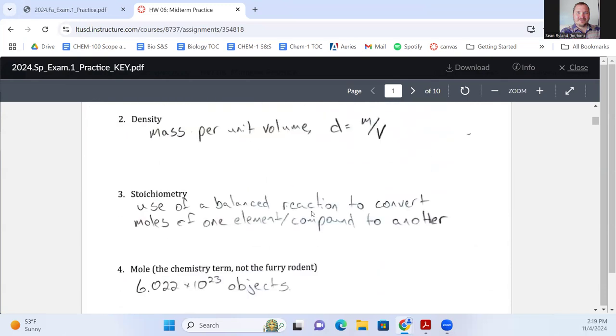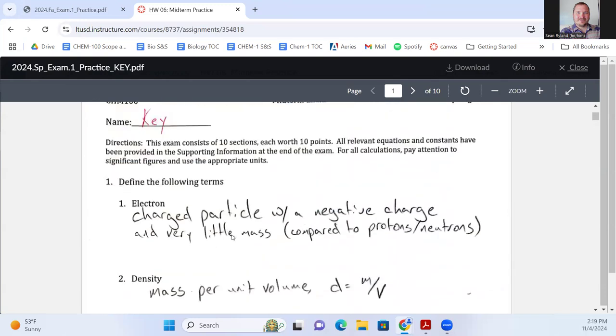I will say I did write out the definitions here, but really what I'm looking for on the definitions is just show me that you understand the concept. It can be just an equation. If I asked you about density and you wrote mass over volume, just M over V, that's a full credit answer. Doesn't have to be complete sentences. Just show me you know what I'm talking about. Other than that, does anybody have any particular parts of the practice test that you wanted to talk about?